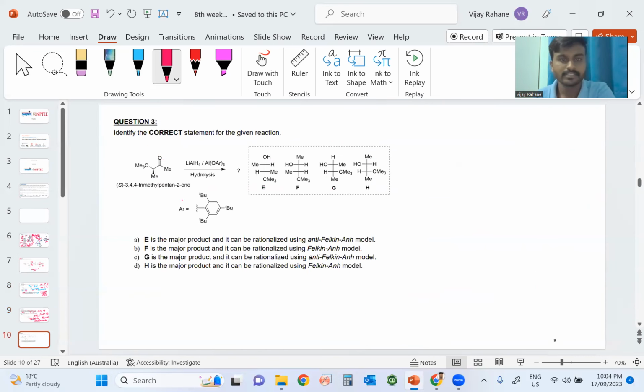The next question is: identify the correct statement in the given reaction. They have given the reaction of lithium aluminum hydride, and particularly it's a kind of reduction reaction. Here also the nucleophile is hydride ion and lithium ion. Keep noted this lithium is involved in the chelation.